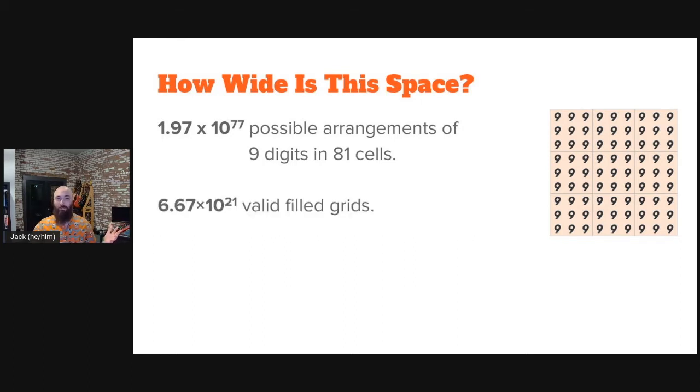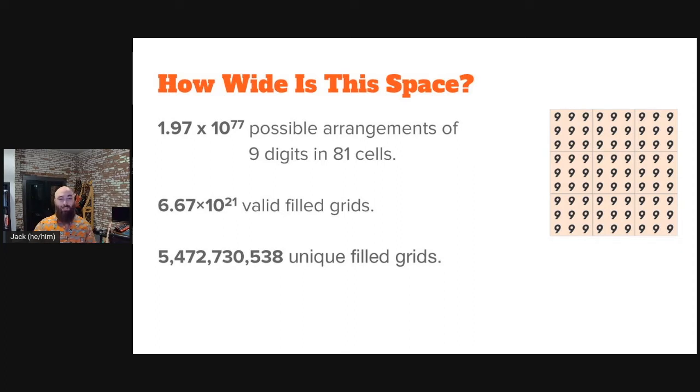So we actually have a much smaller number, 6.67 times 10 to the 21 valid filled grids. And then you can permute each of those. If you swap the 1 and 2 in a valid filled grid, it's essentially the same grid. You can also rotate the grid clockwise or counterclockwise, swap the rows and columns in specific ways, and mirror the grid horizontally, symmetrically, or both. So we actually have a much more compact number of unique filled grids.